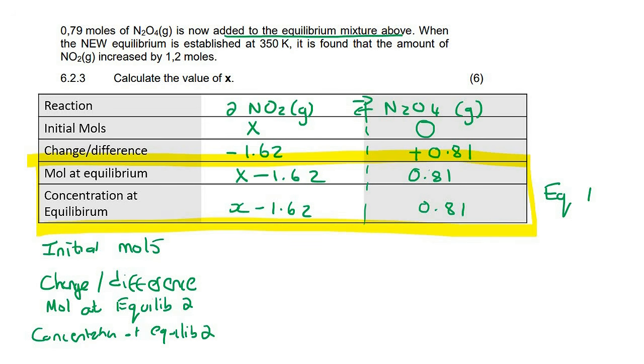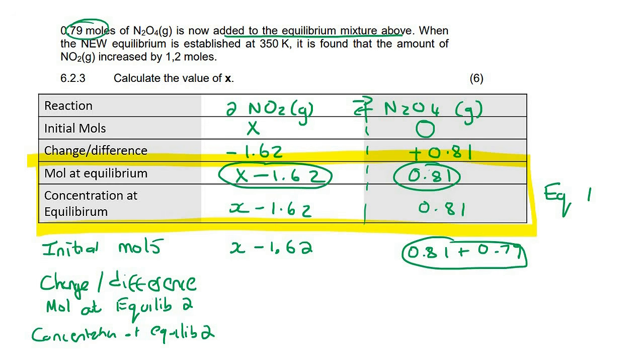Now, what you must understand is that this here becomes the starting position of this new equilibrium. This part over here is going to be 0.81, but then they also said that they're going to add 0.79. So that becomes our starting position. If you add these two together, you end up with 1.6. Now we're just going to carry on. I don't know how this is going to play out, but let's see what happens.